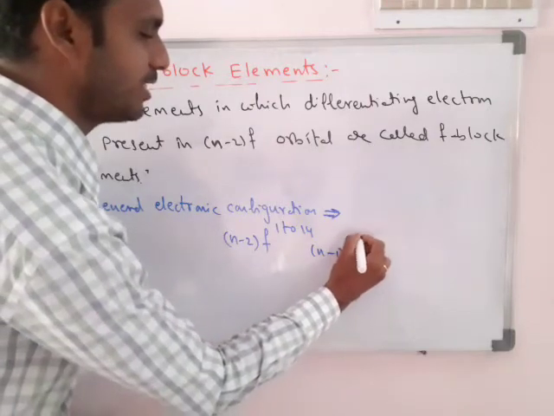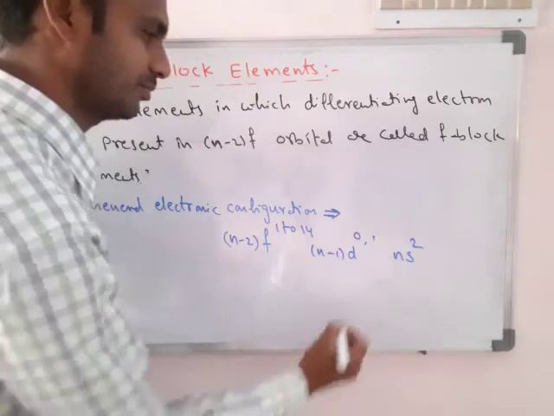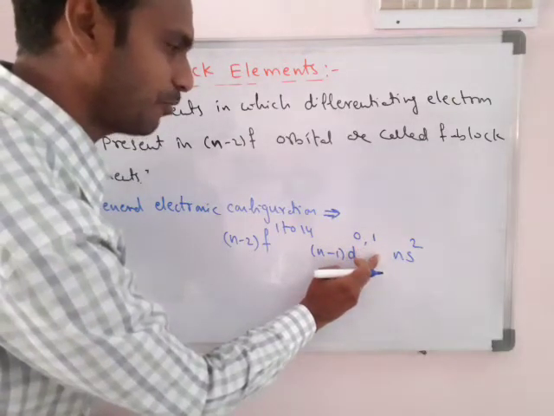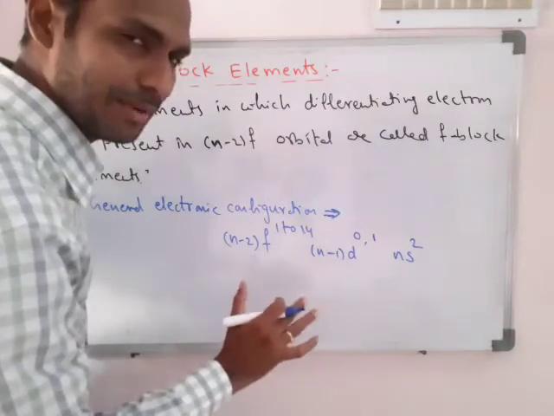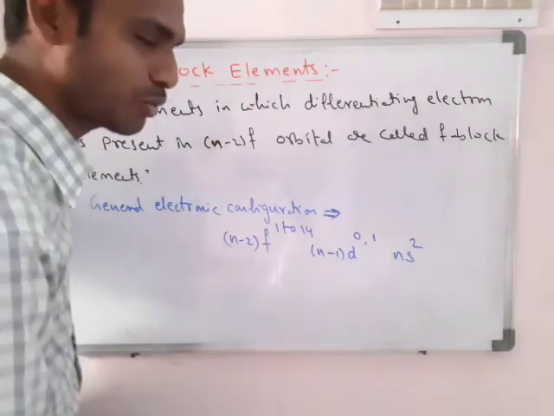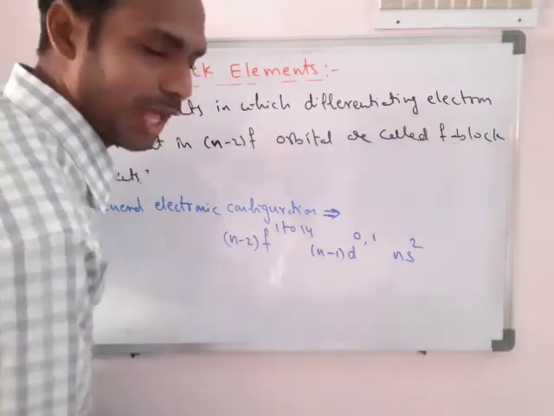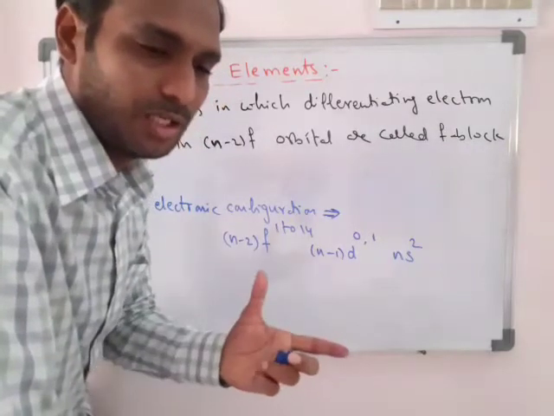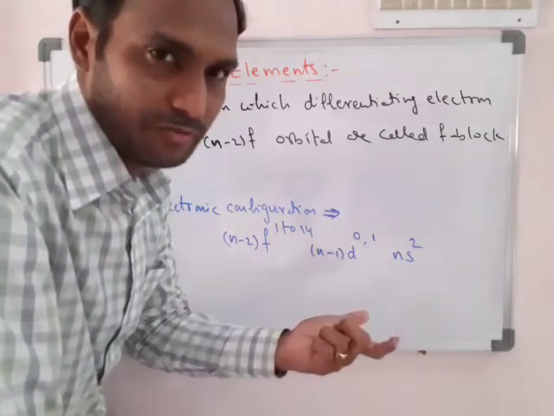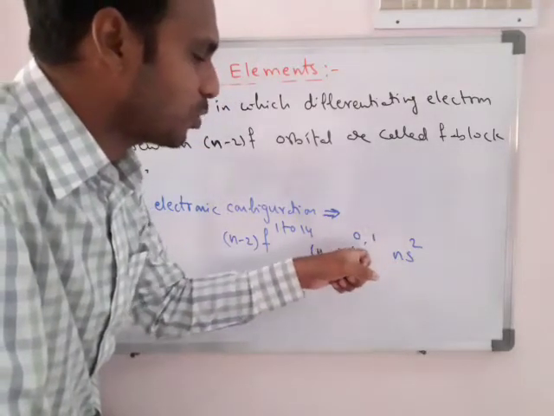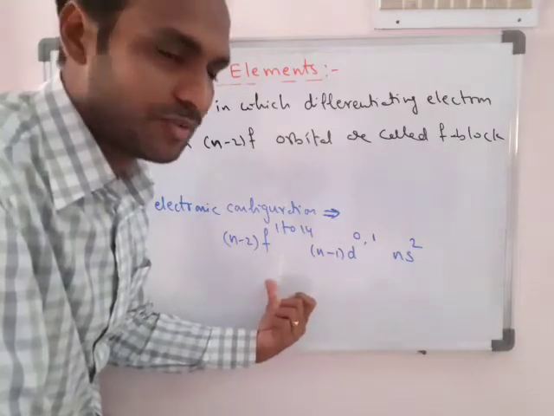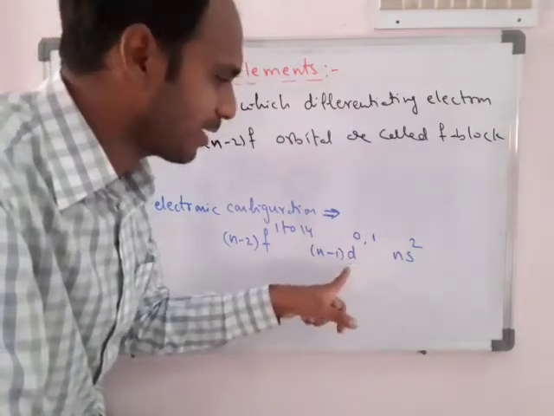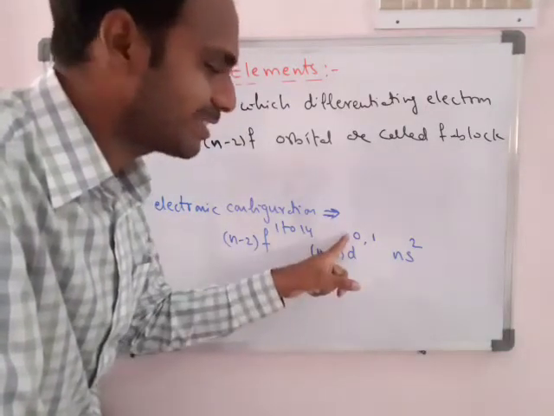So n minus 1 d 0 or 1, n is 2. Actually, n minus 1 d, 1 is there. After n minus 1 d becomes 1, I prefer an example. So this is the general electronic configuration. Actually, n minus 1 d 1 is there, and 0 also takes place in rare cases. Like in the 3d series, for chromium and copper, the 4s electron shifts. There the d one is there, and one electron shifts to f, so n minus 1 d becomes 0. That's why we write 0, 1. So in most elements only n minus 1 d 1 is there, and in some particular elements 0 is present.